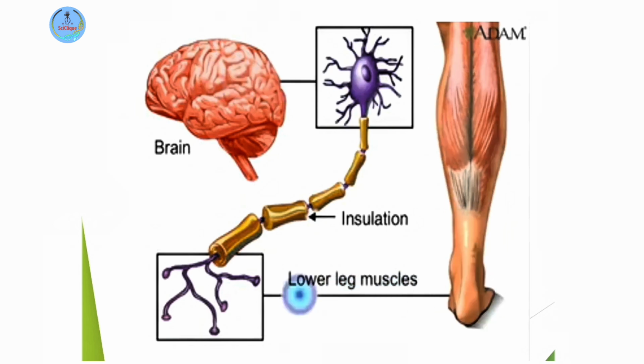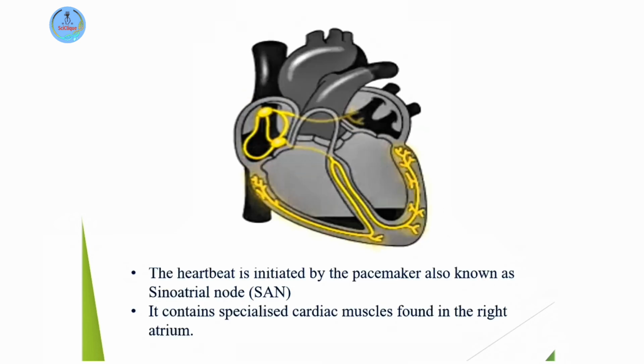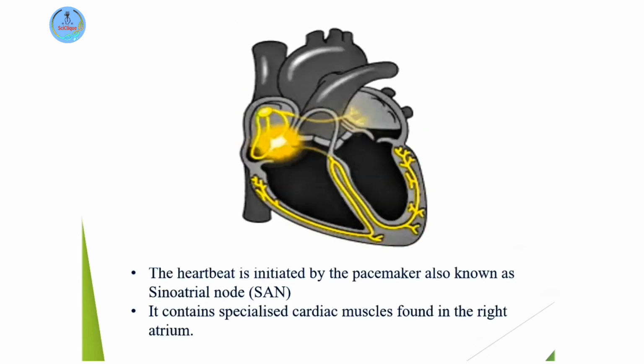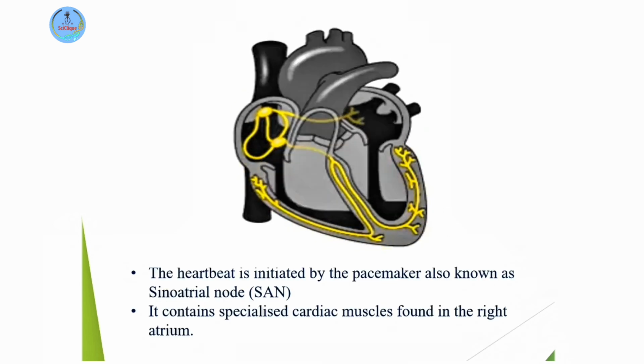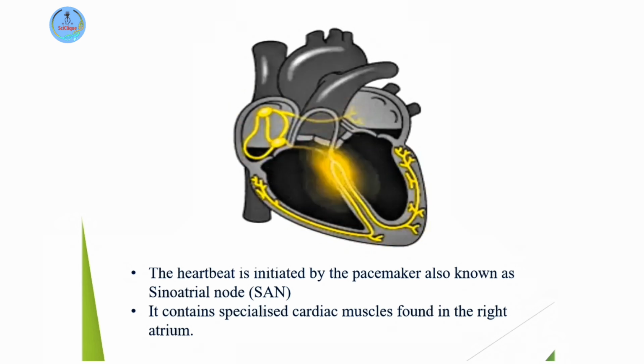Now, when the nervous system wants some muscle to contract to bring about movement, it sends a signal through the nerve cells. As you can clearly see here, the brain is sending a signal to the leg muscles to move, and this signal passes through the nerve cells. This is what happens with most muscles in our body, except for the cardiac muscles. The contraction of the cardiac muscles is not initiated by the nervous system. It's initiated by the heart itself.